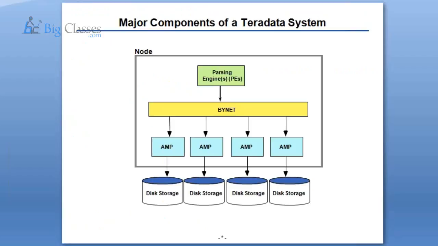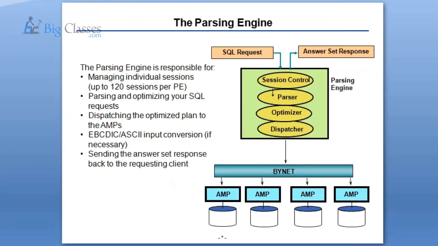In the PE, there are four components in detail. The PE has the session control. It can control how many sessions per PE should be there or what kind of sessions it is handling, up to 120 sessions. The parser will be checking the syntax of the SQL. So you're writing a query like select star from table name where something, and if it is not syntactically or grammatically correct, it will validate the code saying that the query is not valid. All these things will be done by your parsing engine. The parser will specially look at your SQL request.